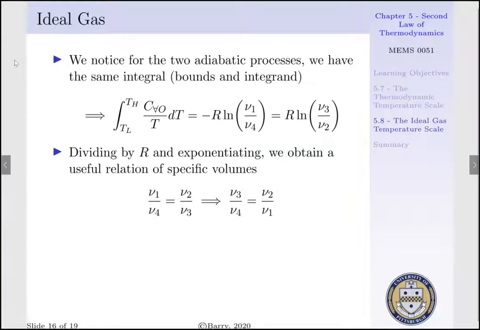Now we note for our 2 adiabatic processes, we have the same integral, both the bounds and integrand. That is, we had the integral from TL to TH of CV naught per T dT. And this was equal to minus R times the natural log of nu1 per nu4, which was equal to R times the natural log of nu3 per nu2. Or we'd have the natural log of nu4 per nu1 is equal to the natural log of nu3 per nu2. Or we could have the natural log of nu1 per nu4 is equal to the natural log of nu2 per nu3. Whichever way we deem to express it, we're going to be interested in the ratios of the specific volumes of our 2 isothermal processes. That is, nu3 per nu4 is going to be equal to nu2 per nu1.